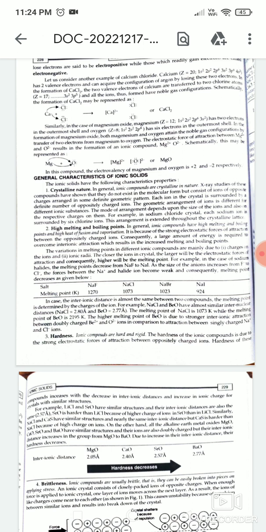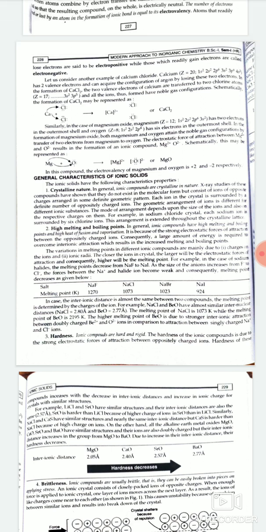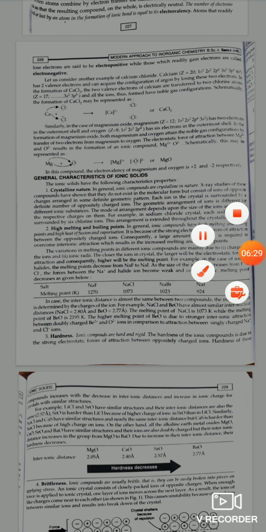The variations in the melting points of different ionic compounds are mainly due to, first, charges on the ions, and second, ionic radii. The closer the ions in crystals, the larger will be the electrostatic force of attraction and consequently higher will be the melting point. For example, in the case of sodium halides, the melting point decreases from NaF to NaI as the size of the ions increases from F⁻ to Cl⁻. The force between the Na⁺ and halide ion becomes weak and consequently the melting point decreases, as given below.